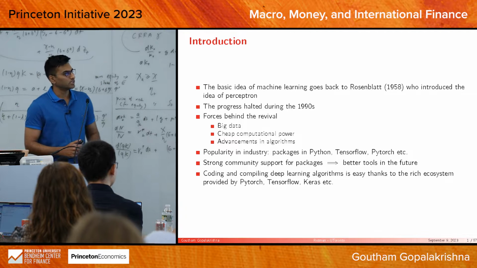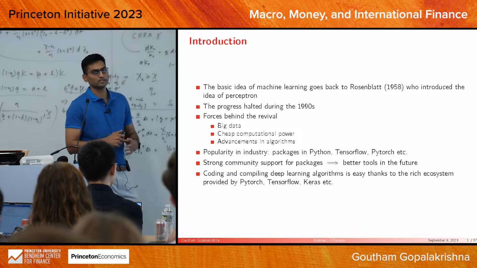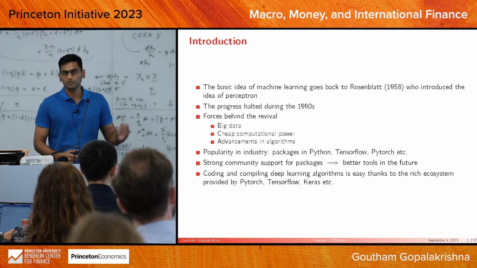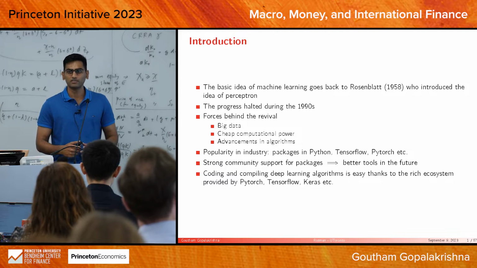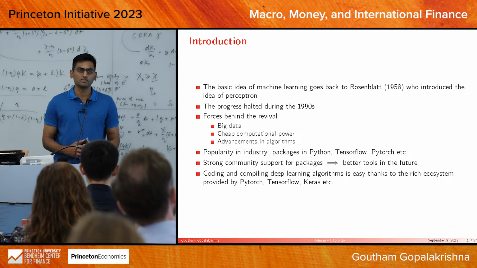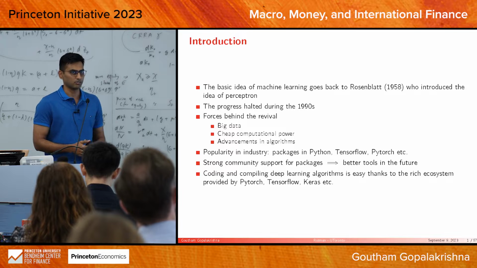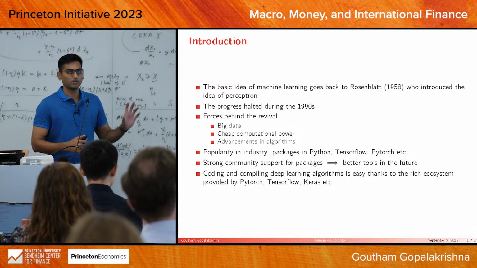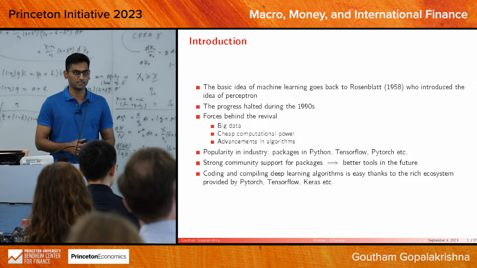All right, even though machine learning is fairly new, it has gained momentum in the past 2 decades, but the idea of this goes all the way back to Rosenblatt 1958, who introduced the idea of perceptrons. What are perceptrons? These are simple functions that take inputs and throw binary outputs. Back in the days, it was popular, but then the progress largely halted during the 90s.